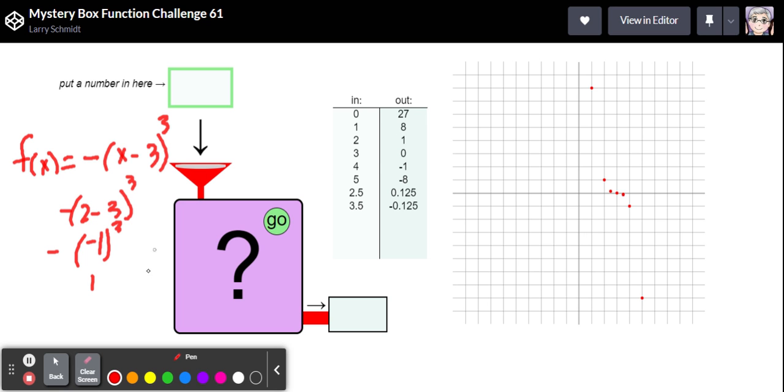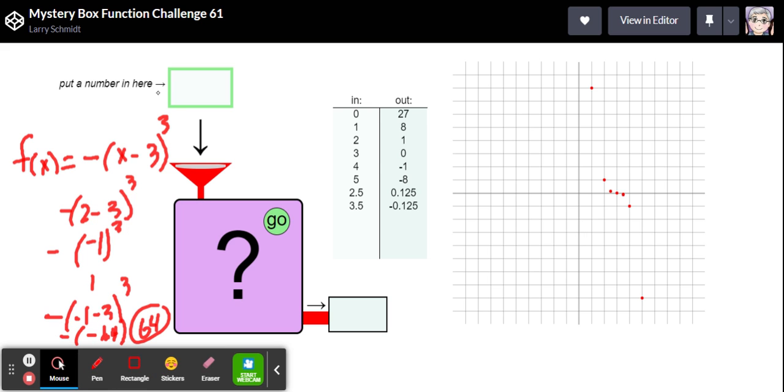I think we should try a number we haven't put on here yet. I'm going to put in -1. So I would have a -(-1 - 3) cubed. So -1 minus 3 is -4. If I cube -4, I'd get -64. So a -64 would be a +64. So if I put in -1, I should get out 64. Pretty big number. So -1, see if we get 64. And there's 64. Okay, that has convinced me that we're on the right track here.